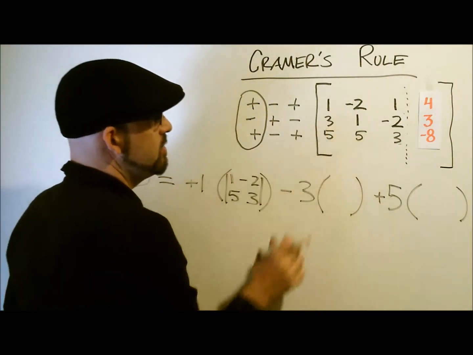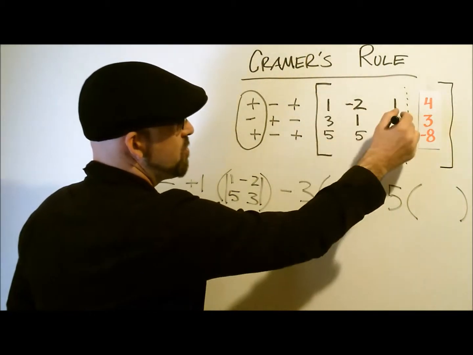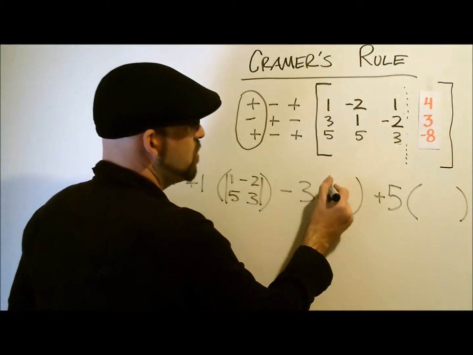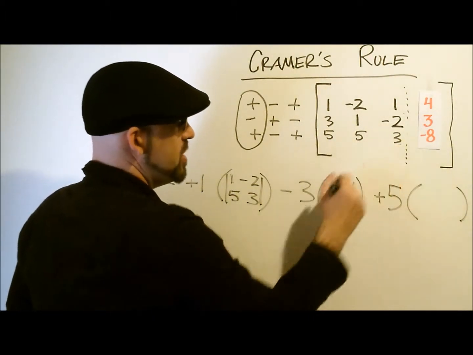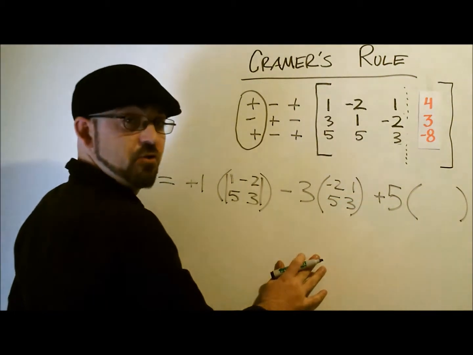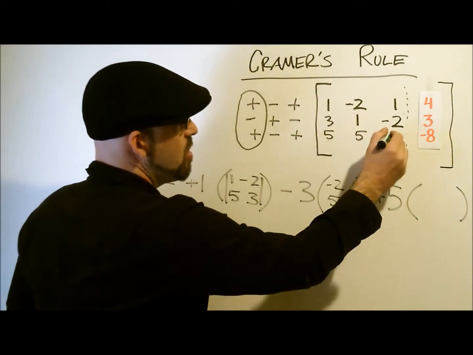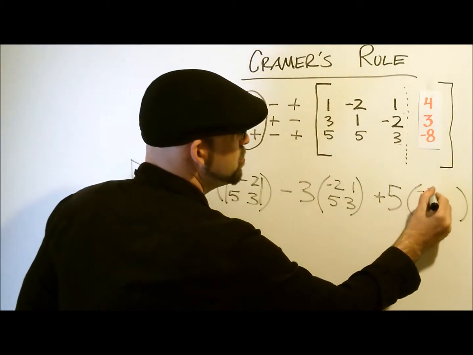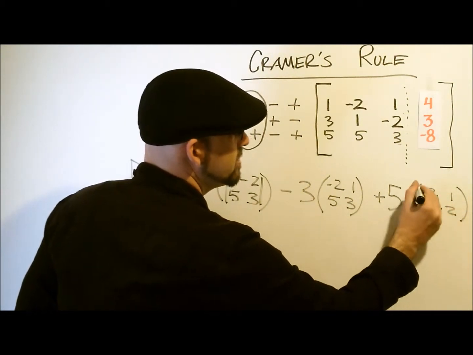So our 3 is not in the same column or in the same row, so we start with a -2, 1, and with a 5, 3. And for the 5, not in the same column or in the same row, so we have a -2, 1, and a 1, -2 determinant.